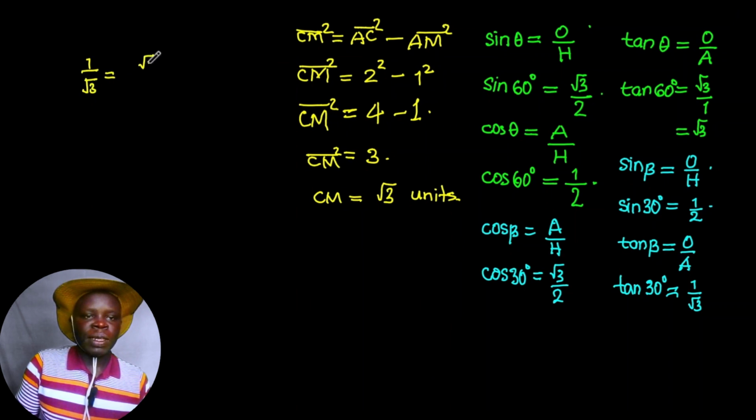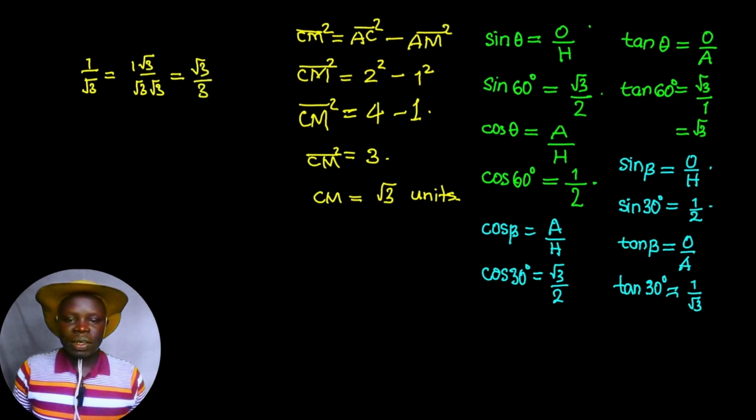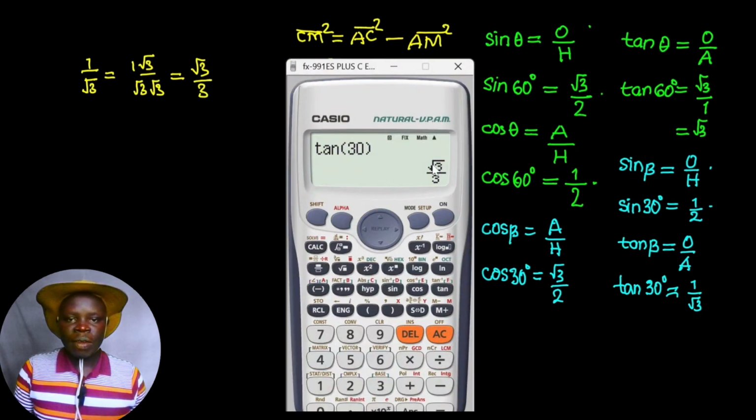So we multiply both the numerator and denominator by root 3. 1 times root 3 is root 3. Then root 3 times root 3 is 3, and that gives the same thing, with root 3 on top and 3 at the bottom. So 1 over root 3 is the same as root 3 over 3. That is one thing to note here.